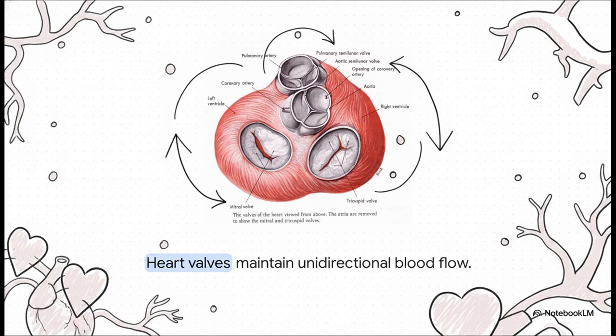If we look a little closer at the design of this pump, say looking down at the heart valves from above, you can clearly see the mitral, tricuspid, aortic, and pulmonary valves. These four vital structures are essentially one-way doors. They maintain a strict unidirectional flow of blood through the chambers of the heart. They are perfectly designed to prevent any backward leakage in the system.